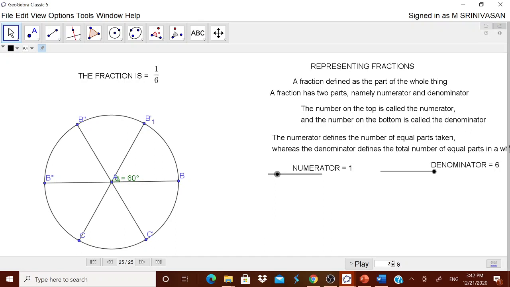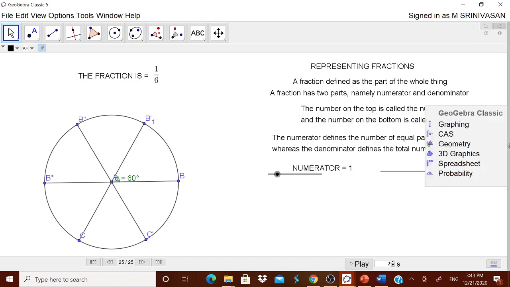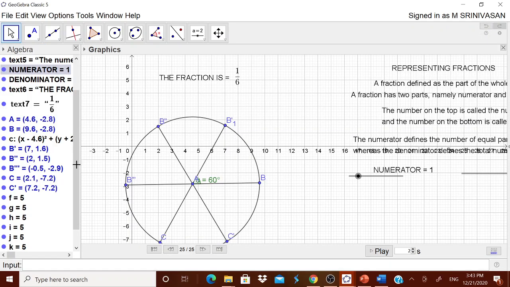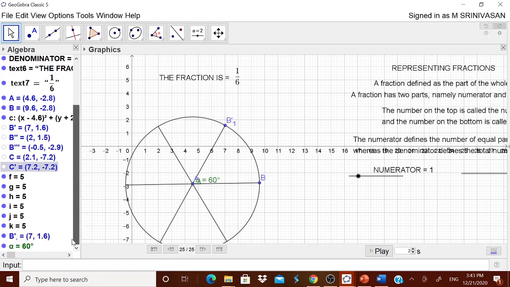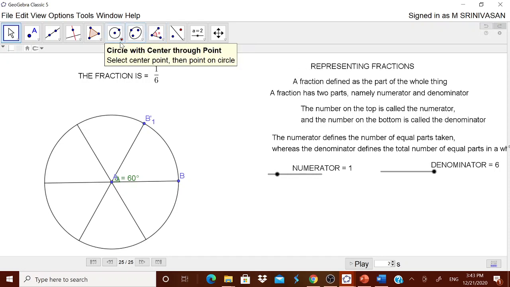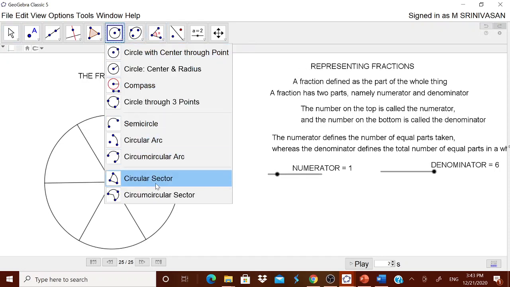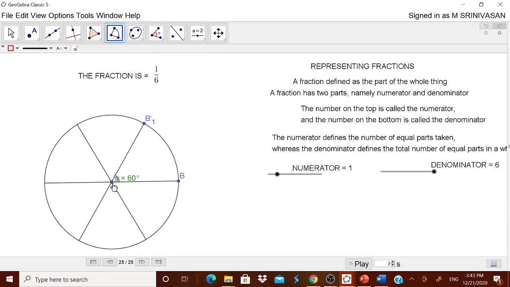Okay. Now except this B and B1 dash, you remove all the other points. For example, B, B dash, B double dash, B triple dash, C, C dash, everything you can remove. Keep only this B and B dash. Is it okay? You can remove that afterwards also. Okay, go to this geometry once again. Now go to this circle, and go for this circular sector. In that circular sector, touch this center, touch this B and then come back and touch this B1 dash.